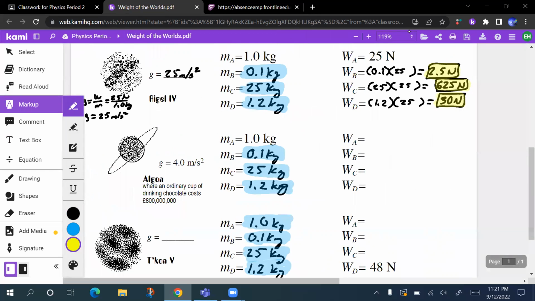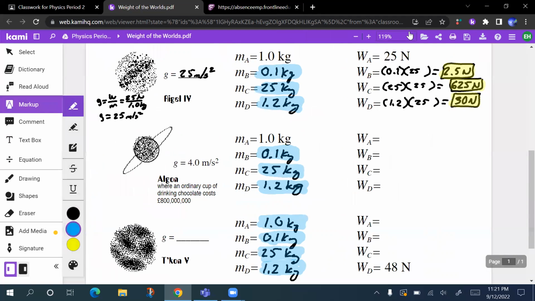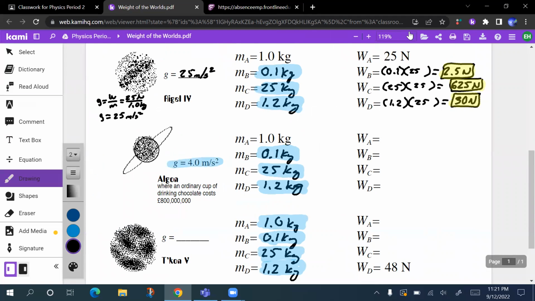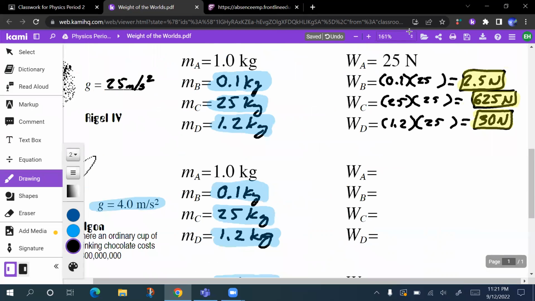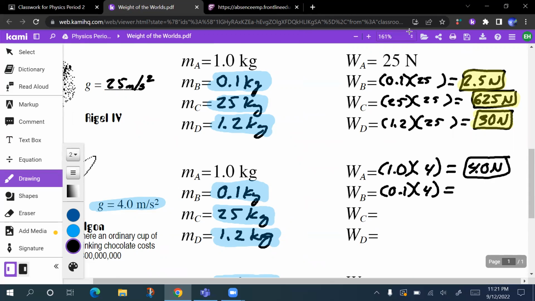Now if we look at the planet, I guess Algon or Aljon, we know all the masses and we know what the acceleration due to gravity is on this planet. So these are going to be some pretty easy weight calculations. Weight, remember, is mg, so we're going to go 1.0 times, in this case, 4 meters per second squared, and that would give us 4 newtons. In the next one, we're going to go 0.1 times 4, which would be 0.4 newtons.